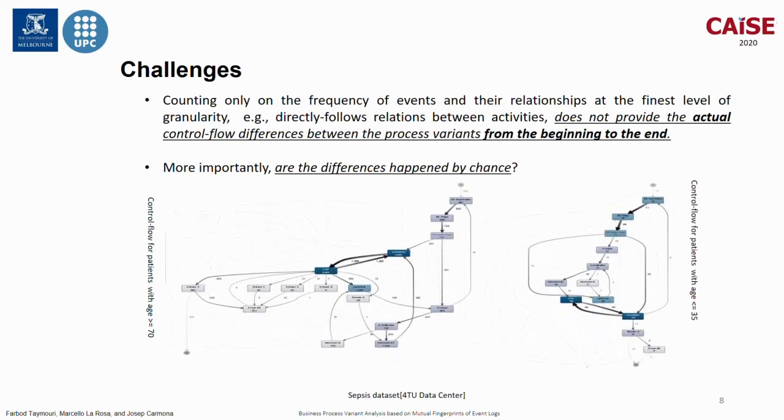One can set a frequency threshold, though missing some information, still no clear control flow from the beginning to the end can be obtained. Even if a clear control flow can be obtained in this way, we don't know whether it has been obtained based on chance or not. Indeed, the main question is, if someone else runs the process for each variant several times, would it give rise to the same control flow?